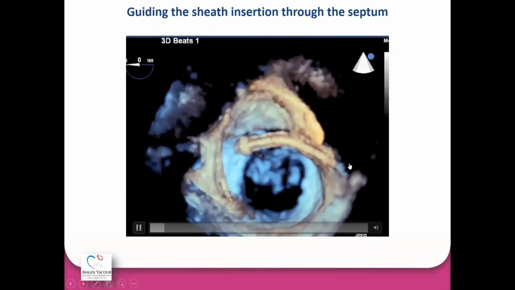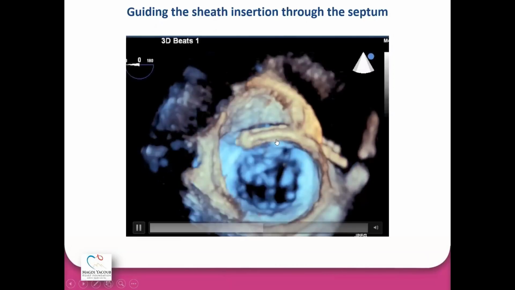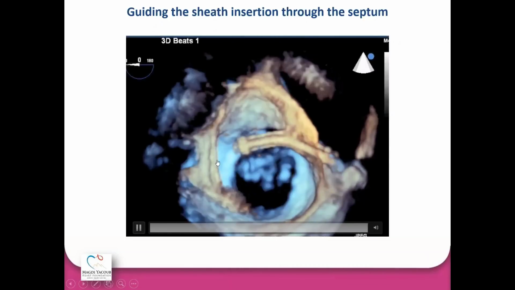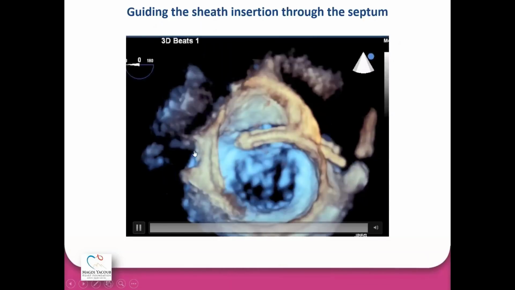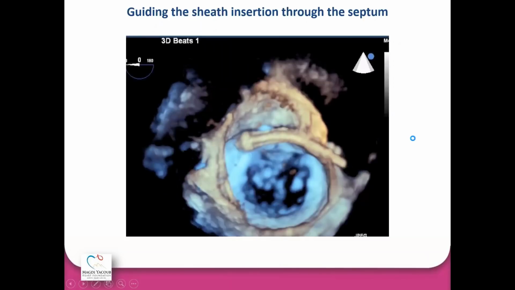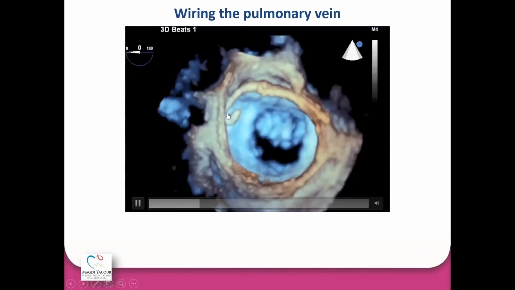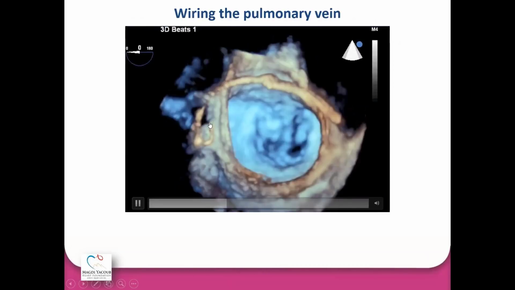You can see the left atrial view. You can see the guide catheter is coming from the right side, puncturing the septum and standing at the roof of the left atrium. Mitral valve is here. This is the coumadin ridge, below which is the left atrial appendage, above which is the left upper pulmonary vein. Now the interventionist will try to cannulate or wire the pulmonary vein.